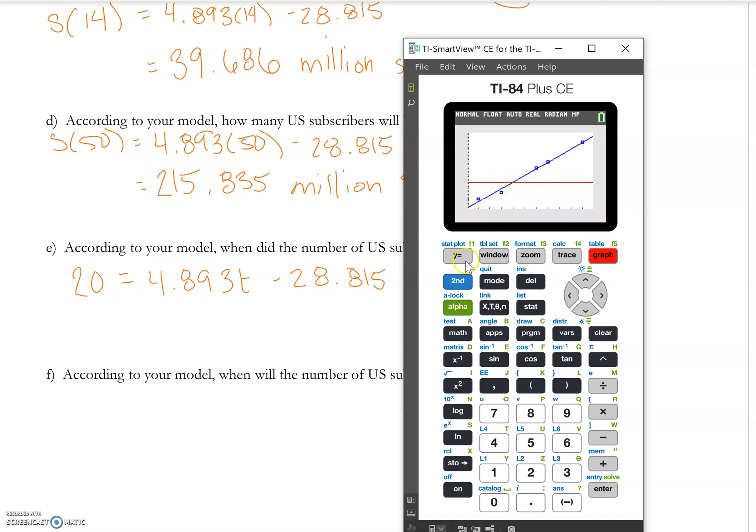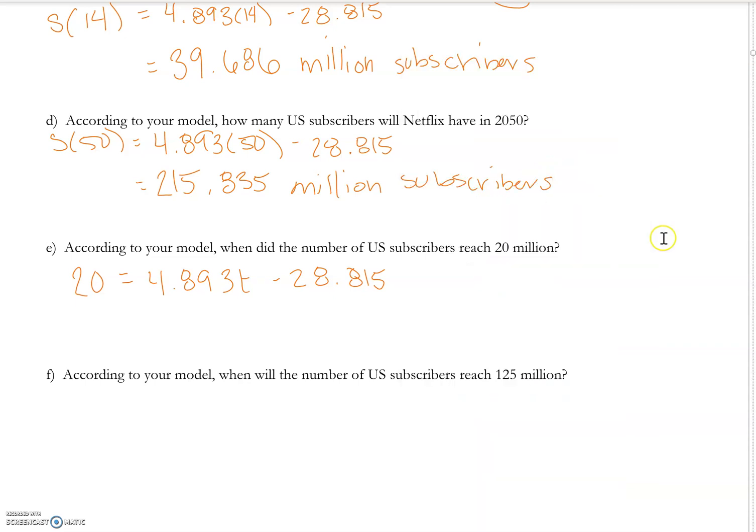Now my job is to find that point of intersection by hitting second trace, number 5 for intersect, and then we move our cursor, our little blinky dot, to the point of intersection and hit enter 3 times. 1, 2, 3. And we get that the x value is 9.977. And that's years after 2000.